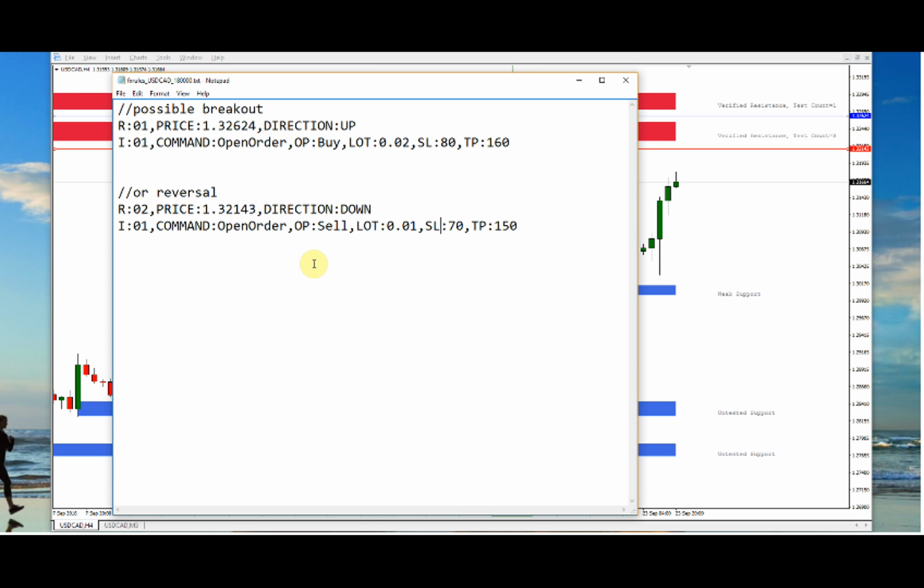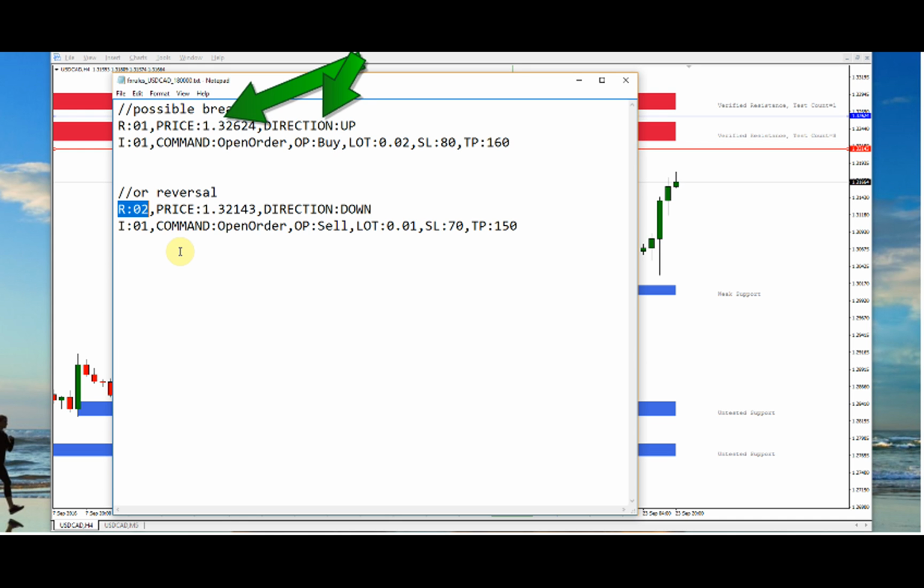So we have, in this instance, two rules. That's one of them, the one going up where we'll actually buy. That's the rule going down where we actually sell, or the reversal. So we've got the breakout in the first situation, a potential reversal in the second situation. Every rule starts with R colon, so we have R colon 01 and a separate rule R colon 02.